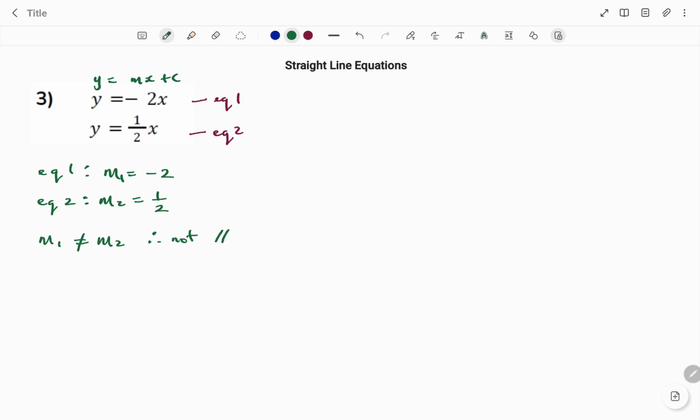If I check if it's perpendicular, I need to show that m1 times m2 is equal to -1. So my check is m1, that's -2, times m2, 1 over 2. If I do the calculation, minus 2 times half will give me -1. And what that means is, therefore, the two equations are perpendicular.